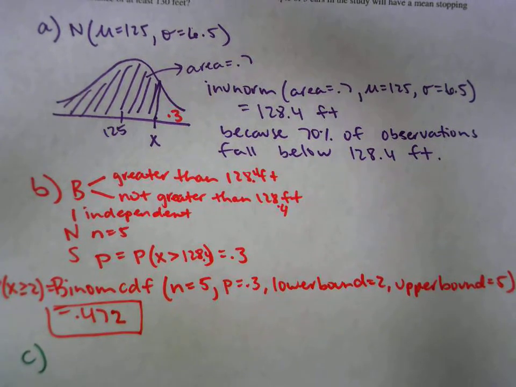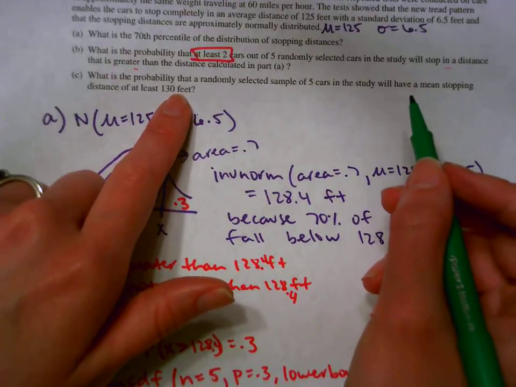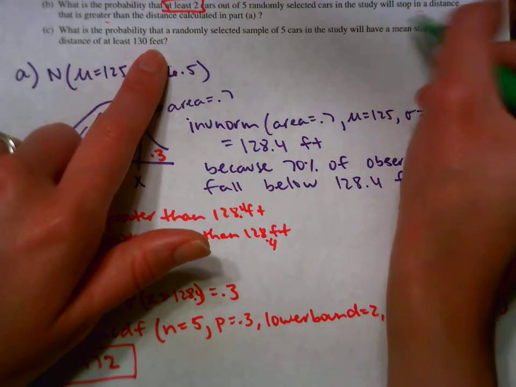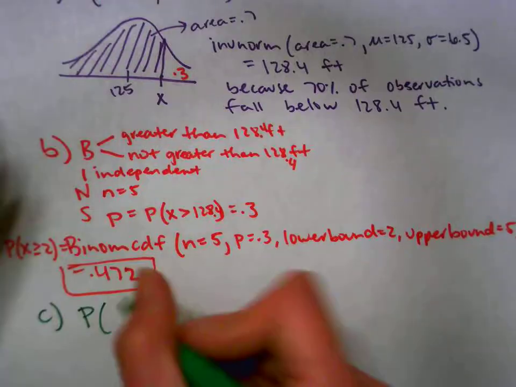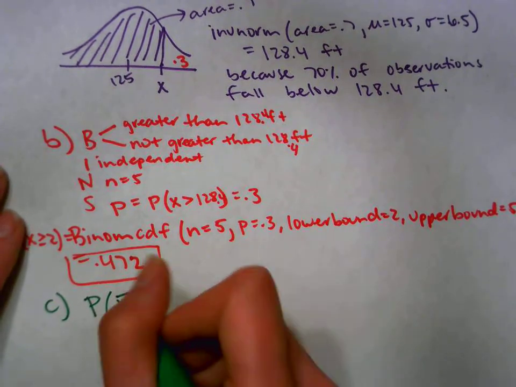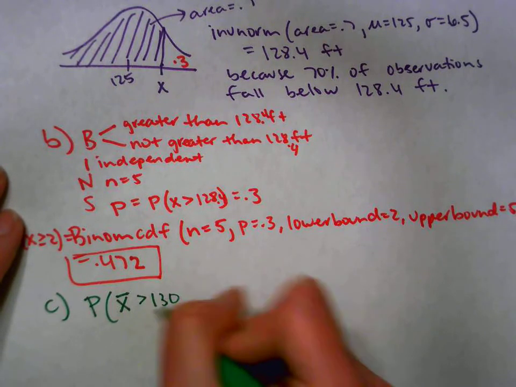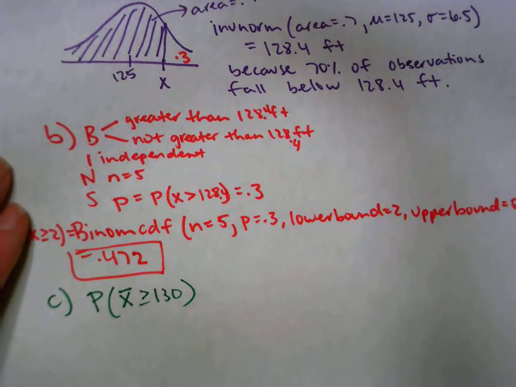Okay, last one says, what's the probability that a randomly selected sample of 5 cars in the study will have a mean stopping distance of at least 130 feet? So if you notice, we're not asking about the probability of a single stopping distance of 130. It's asking, what's the probability of your sample having a mean stopping distance? So what's the probability of your sample mean, x bar, being greater than 130. We could do equal to for normal CDF, it's not going to change it.